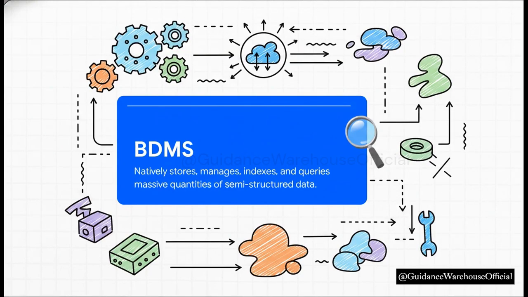What exactly is a BDMS? Well, to separate it from standard analytics platforms, a big data management system like AsterixDB doesn't just query data. It natively stores, manages, and indexes massive quantities of semi-structured data. Think of it as the ultimate one-size-fits-a-bunch solution. It literally eliminates the need for those duct-taped data pipelines by bringing the raw power of parallel databases and flexible NoSQL stores together into one unified platform.